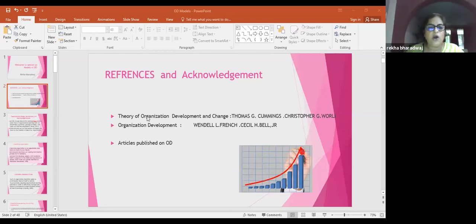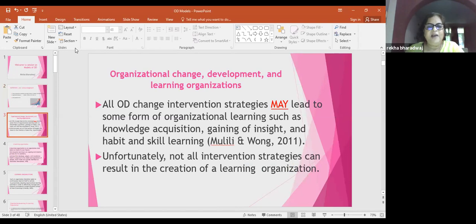All right. So I acknowledge that whatever I'm going to be sharing is from the theory, from the two books, Theory of Organization Development and Change by Thomas G. Cummings and Christopher Worley, and Organization Development by Wendell French and Cecil Bell Jr., and articles published on OD. So organization development, organization change, development and learning organizations.